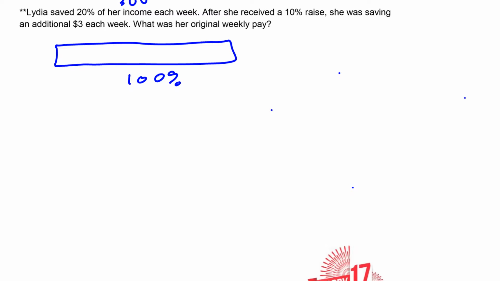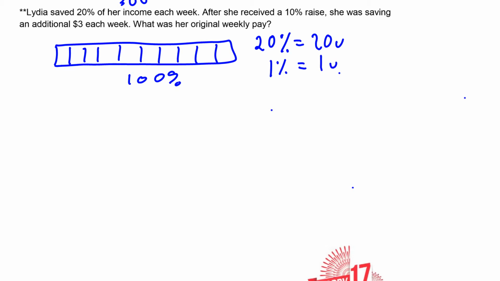But I'm going to go ahead and just take the next step here. 1, 2, 3, 4, 5, 6, 7, 8, and 9. We split our unit bar into 10 equal pieces, and I know that if I take 100 and divide it by 10, that means each of my units is going to be worth 10, correct? So that is telling me right off the bat that 20% is worth 20 units, which then also means that 1% is worth 1 unit.